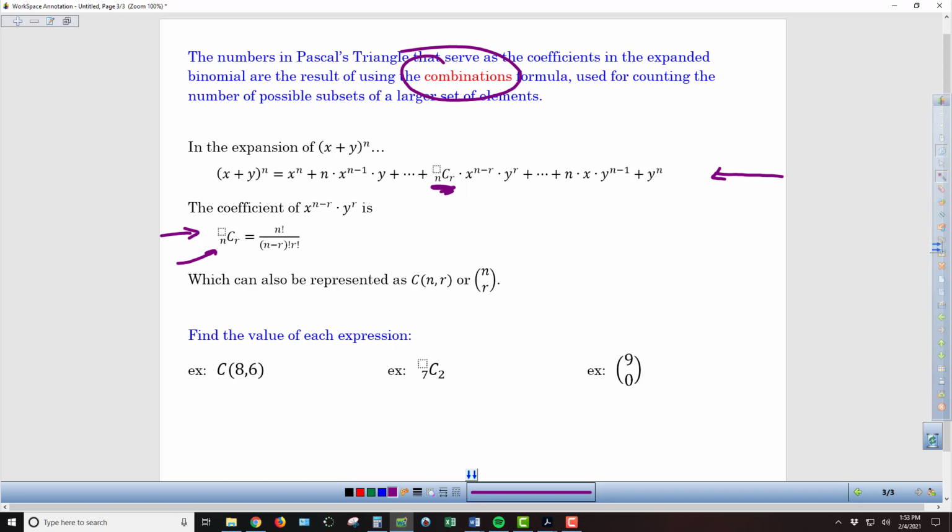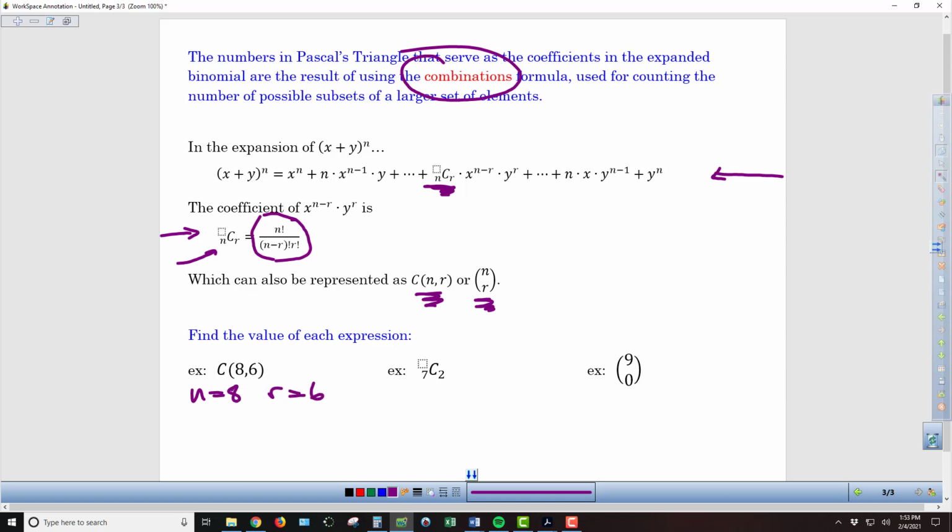So we can represent this several different ways. We can write it in this nCr format. We can write it in this parentheses format where it's C and then n comma r on the inside, or it could be written in this stacked format here. And so the bottom line is we're going to be using this factorial expression here to calculate with whatever numbers n and r equal. So in this first one, n would be 8, r would be 6.